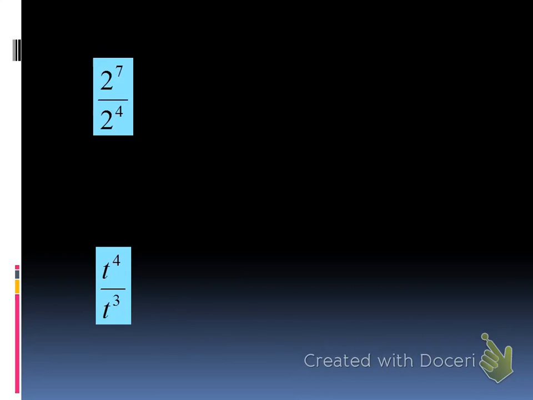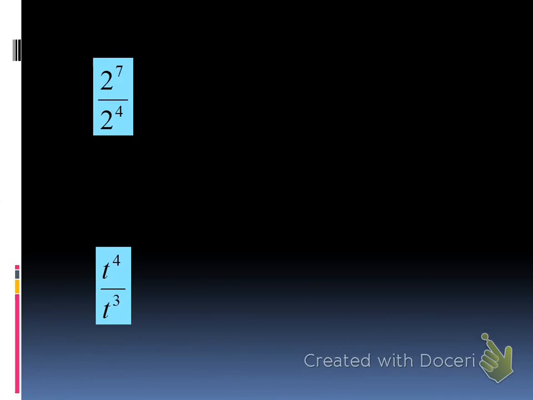Here, we're going to start with two problems. We're going to figure out what these are by basically doing our rules. So I want everybody to think about this. 2 to the 7th is going to be a pretty large number. So is 2 to the 4th. I'm going to tell you right now, though, that answer is 8.